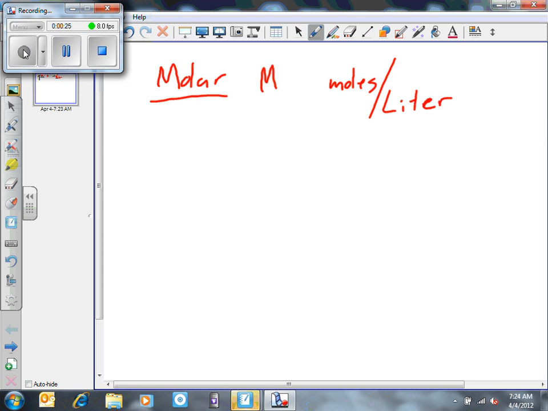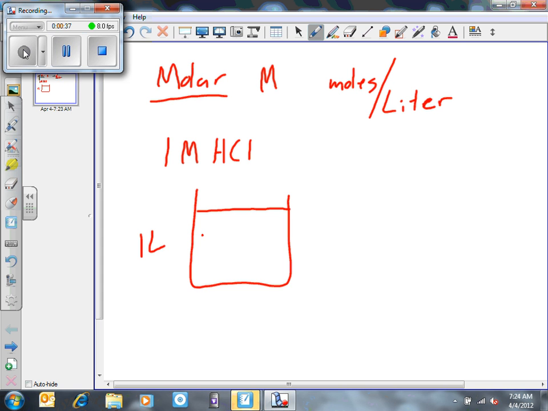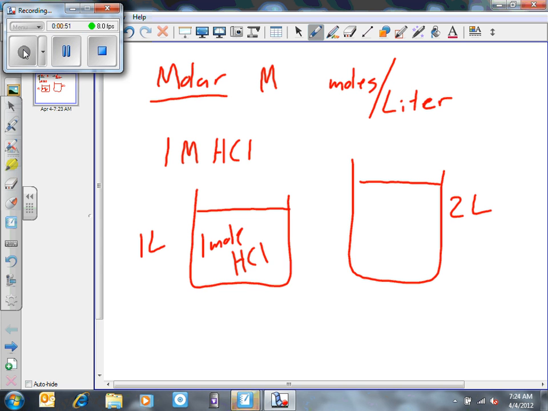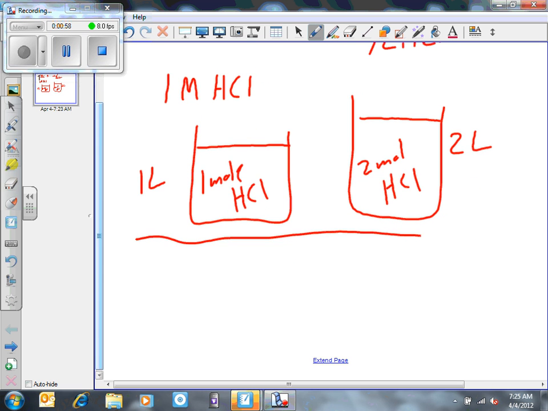of solution. Okay, so what that means is if I have 1 molar HCl solution, that means I have 1 liter of water and I have 1 mole of HCl in that liter of solution. Okay, if I would have 2 liters of water, then that means I would have 2 moles of HCl. Okay, it's pretty basic. Just make sure you understand.